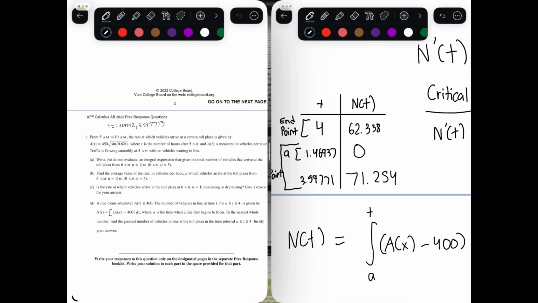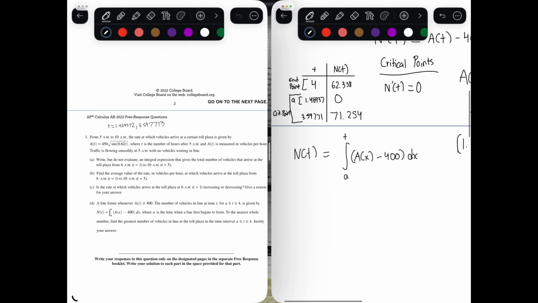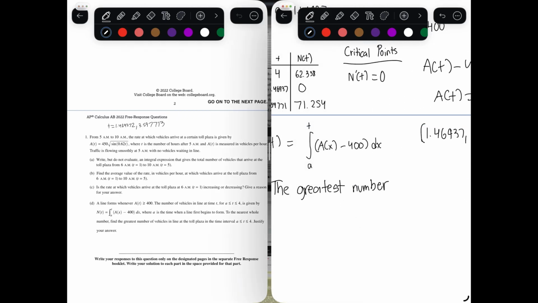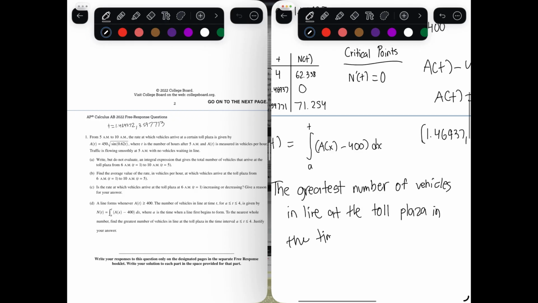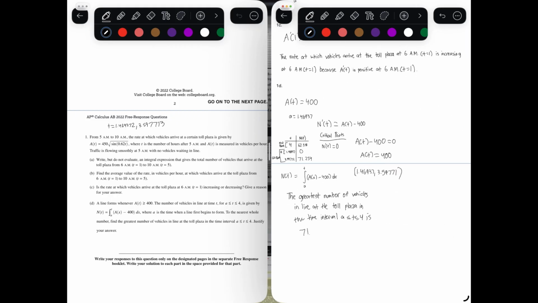So now it says to the nearest whole number, find the greatest number of vehicles in line at the toll plaza in the time interval. At t equals 3.59771, it is 71. And yep, that's it.